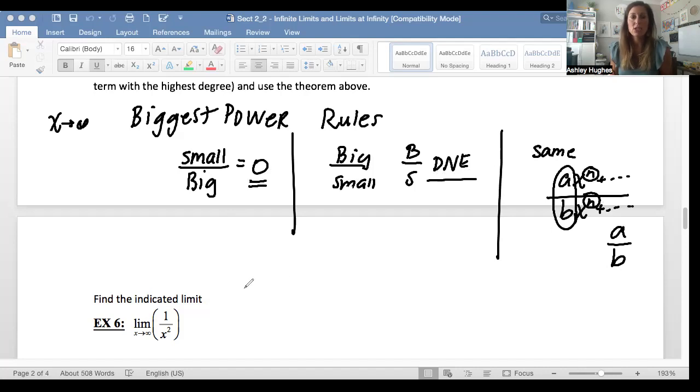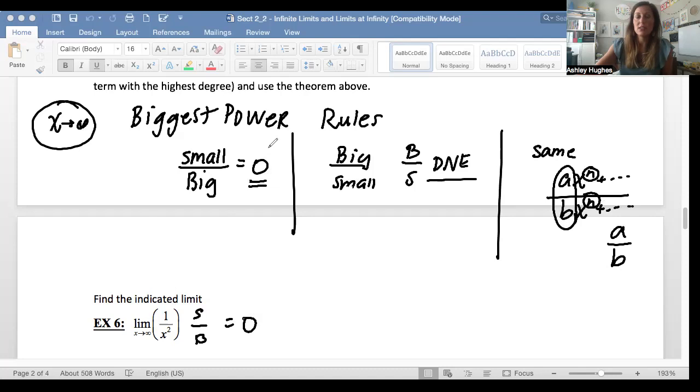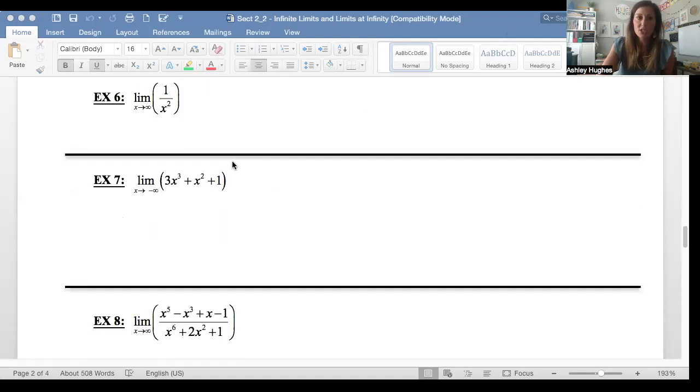Same as the fraction. So on top, I have no x's. On bottom, I have x squared. So this is small over big, so my answer is 0. Again, this is only when we're taking the limit as x approaches infinity. This is not for whenever x is approaching constants, which is what we talked about last section.